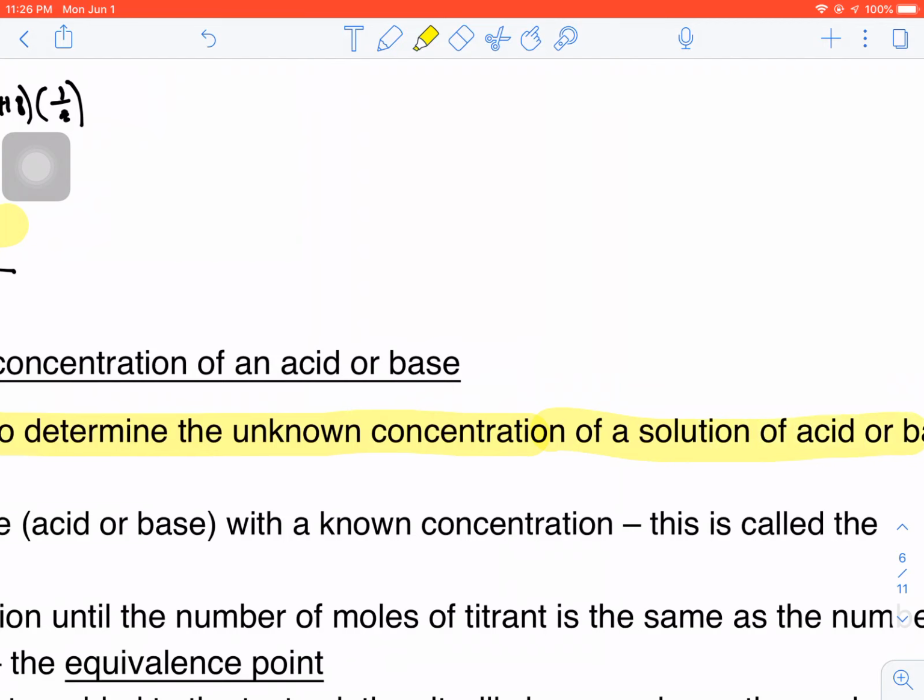I'm going to give you a solution. You're going to see it in the flask, and when you look at it, you're going to say, okay, what's in there? I'm going to say there's an acid in there, and you're going to say, what's the concentration of acid in that beaker? And I'm going to say, you've got to find that out. So how am I going to do that? I'm going to do that using a titration.